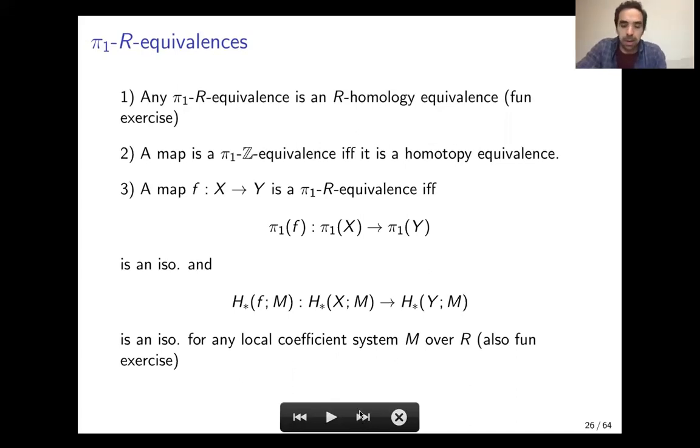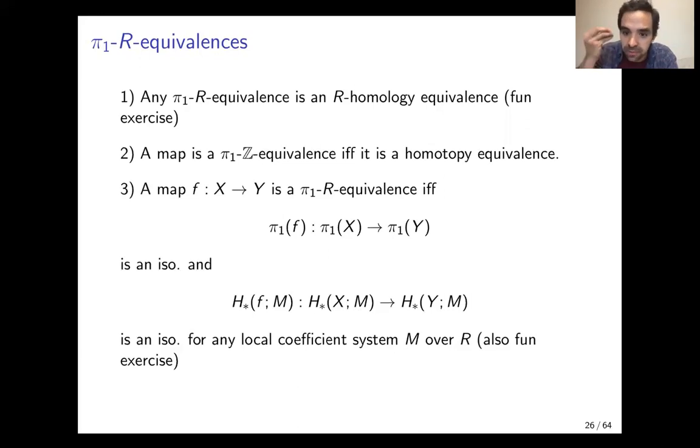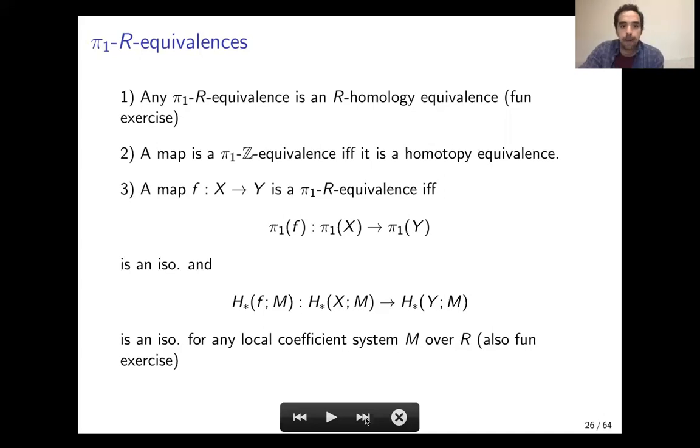And another statement, which I'm also going to leave as an exercise, is the fact that a map of complexes, F from X to Y, is a pi1 R equivalence if and only if it induces an isomorphism on fundamental groups and it induces an isomorphism on homology with coefficients in any local system M. So this has to do with the universality of the universal cover. I guess this gives a hint for exercise number 1, huh? Yeah, exactly. It's kind of the same proof, actually. So these are pi1 R equivalences.